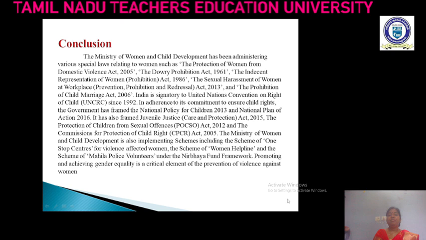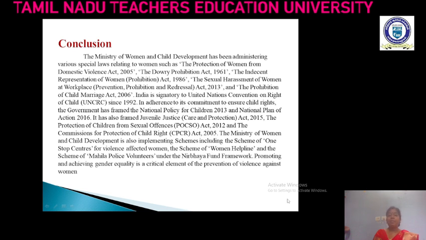Conclusion. The Ministry of Women and Child Development has been administering various special laws relating to women, such as the Protection of Women from Domestic Violence Act 2005, the Dowry Prohibition Act 1961, the Indecent Representation of Women Prohibition Act 1986, the Sexual Harassment of Women at Workplace Prevention, Prohibition and Redressal Act 2013, and the Prohibition of Child Marriage Act 2006. India is signatory to the United Nations Convention on the Rights of the Child since 1992.